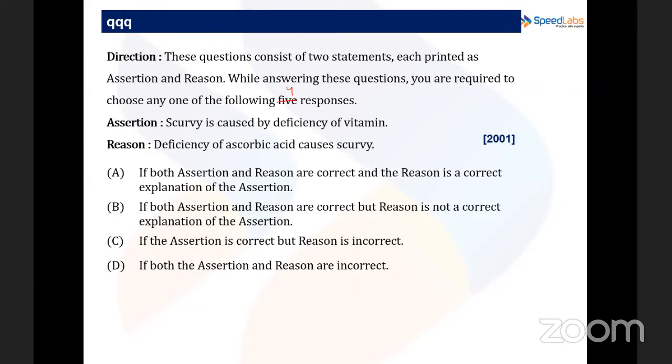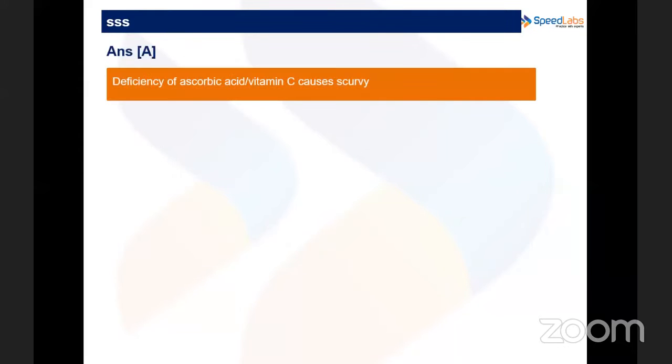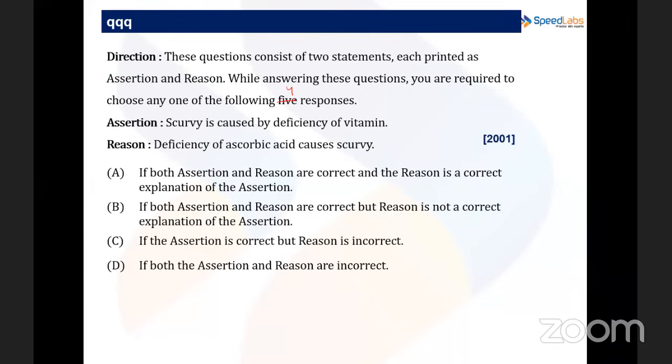So the answer to this question is, I told you a lot in this class about vitamin C. Deficiency of vitamin C, or ascorbic acid as it is also called, causes scurvy. So both the assertion and reason statements are interrelated. The reason is explaining the assertion. Hence, option A is the correct answer. I hope this question is clear to everyone. Now let's move to the next question.